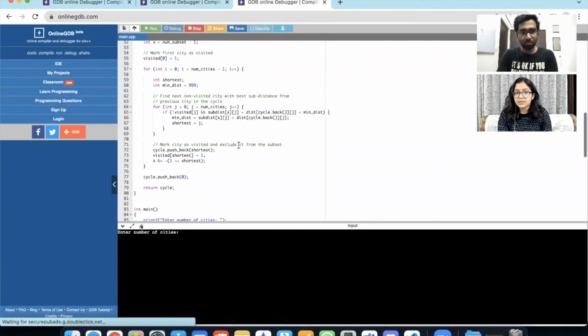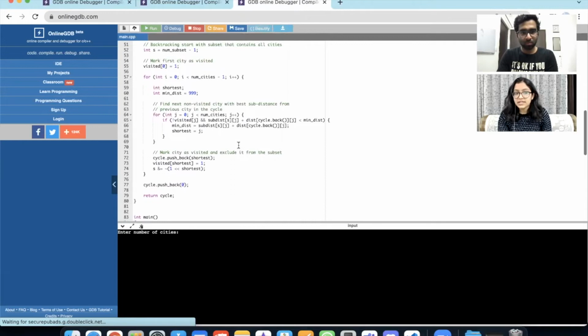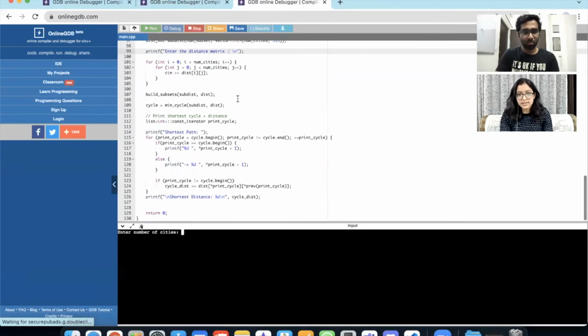Backtracking starts with the subset that contains all the cities. We mark the first city as visited, find the next non-visited city with the best sub-distance from the previous city in the cycle, mark that city as visited and exclude it from the subset. We then print the shortest path from source to vertex and the shortest distance.